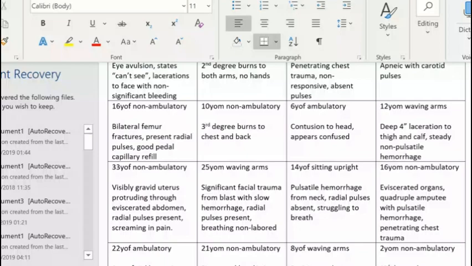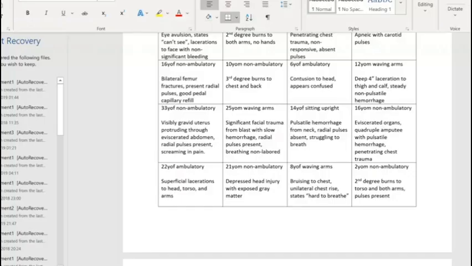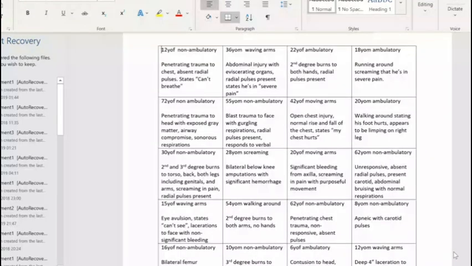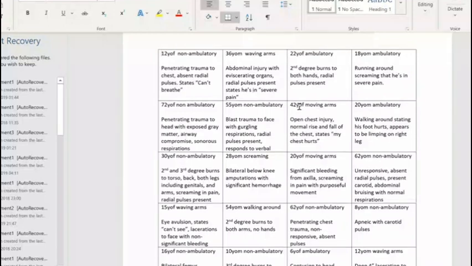So first is the 12-year-old female, non-ambulatory, with penetrating trauma to the chest, absent radial pulses, and they state they can't breathe. Red.